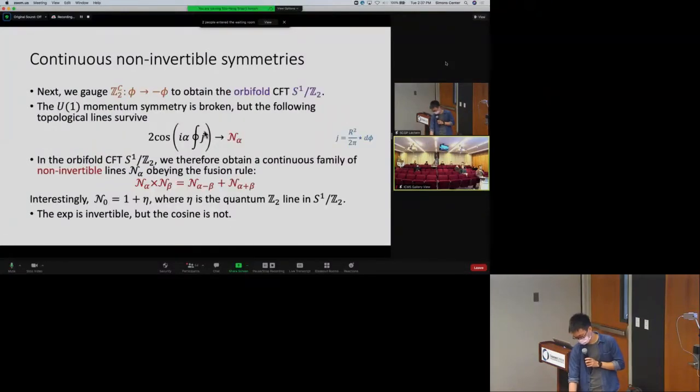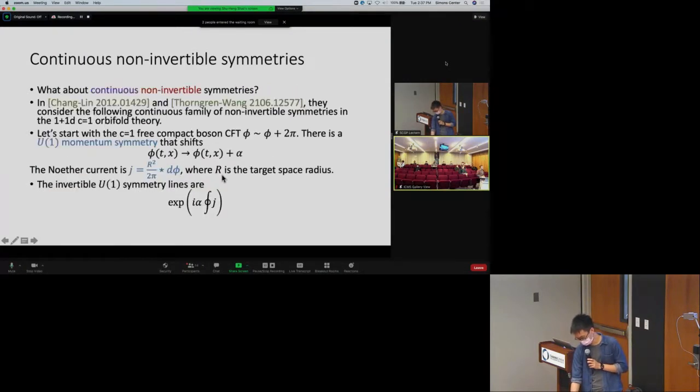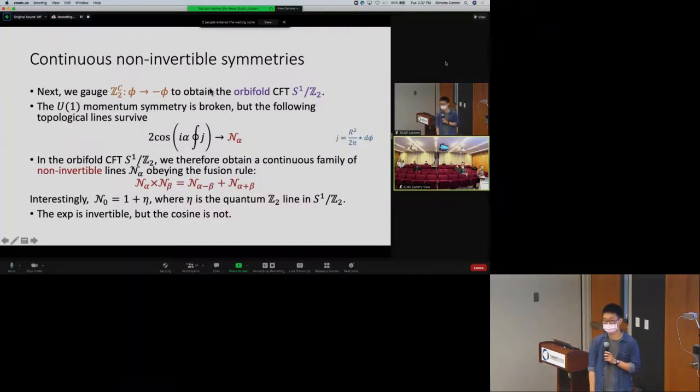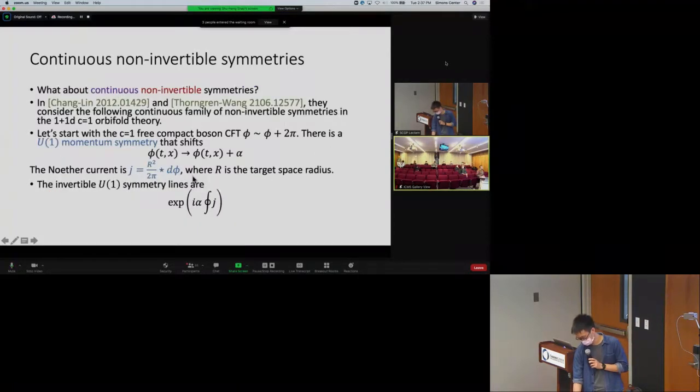And the next thing you do is very simple. You just consider a Z2 global symmetry of the compact boson that flips the sign of phi. And you subsequently gauge this Z2 charge conjugation symmetry, C. The resulting theory you get is usually called the orbifold CFT with target space S1 mod Z2. The U(1) momentum symmetry, the one we were talking about on the previous slide, obviously got broken by the orbifold, because phi flips sign under the gauging, the current is linear in phi, so the current also flips sign, and therefore the exponential e^{i alpha Q} becomes e^{-i alpha Q}.